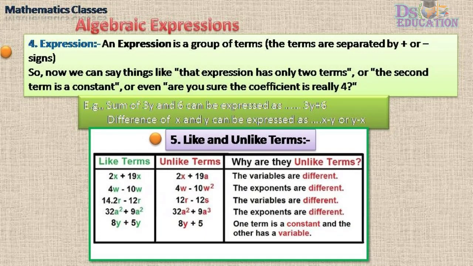If you go through the second line over here, we can say things like expressions have only two terms, or the second term is a constant, or are you sure the coefficient is really 4? It means you cannot tell whether the expression has a fixed value. You cannot define an expression as a fixed value. We just specify it in the form of variables and constants. For example, the sum of 3y and 6 can be expressed as 3y plus 6.